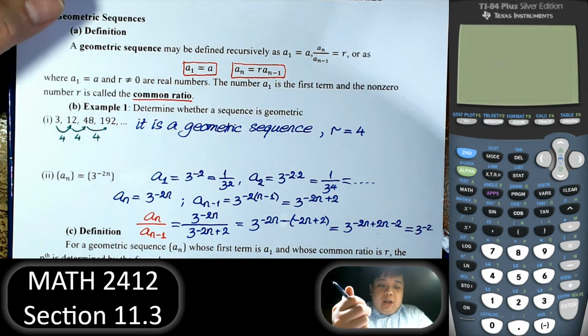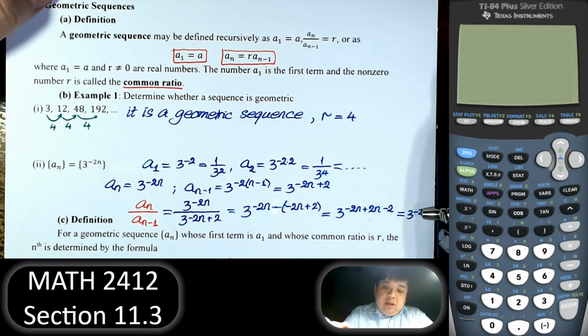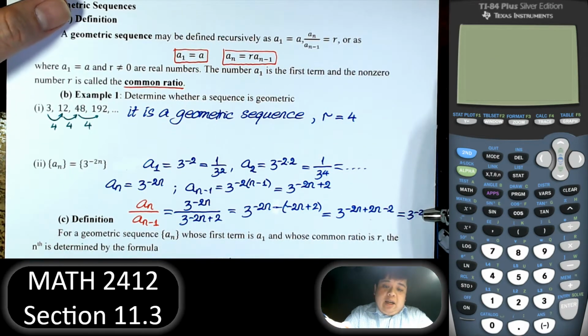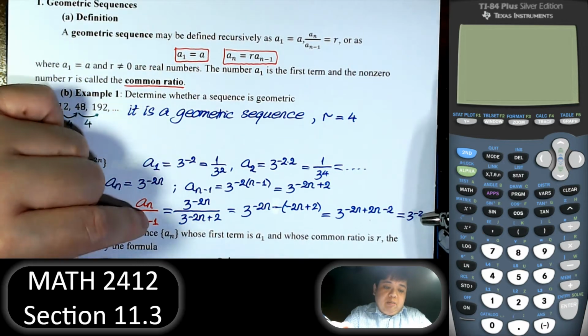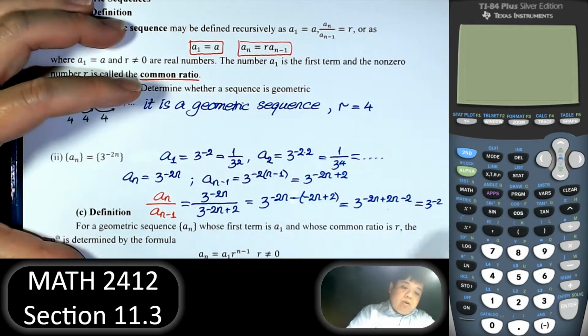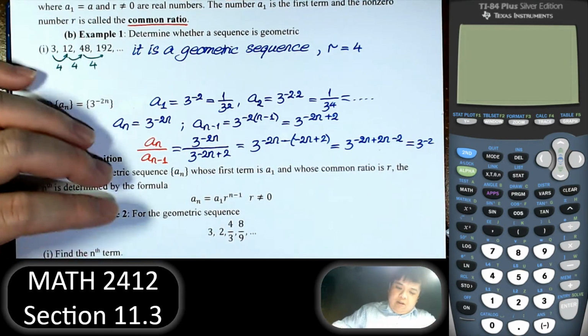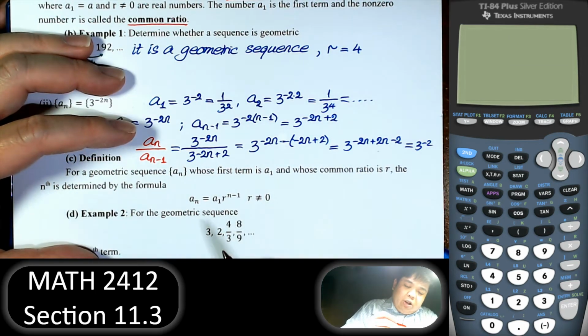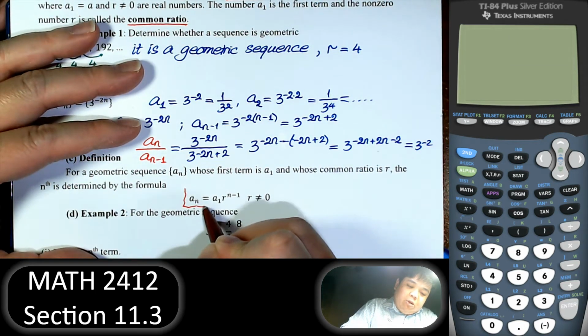So the ratios of consecutive terms are constant because there's no n in it. So yes, it is also a geometric sequence. Right. Now the formula for the nth term of a geometric sequence is easy.